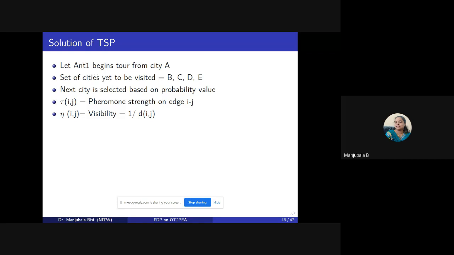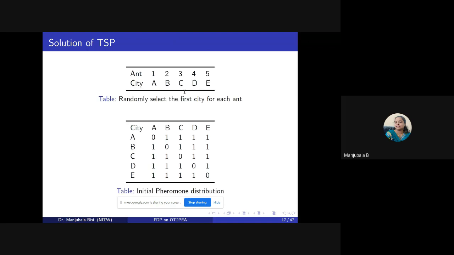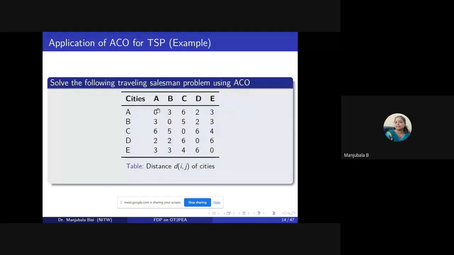We have placed ant 1 randomly on the city A, right? If you come back to the distance matrix, you can see that there are 4 cities that can be visited from the city A, that is B, C, D, E. Now ant 1 is in city A, so there are 4 allowed cities. If you remember one terminology I told, allowed J equals B, C, D, E. So whether ant 1 will explore city B, C, D, or E, how will it select?